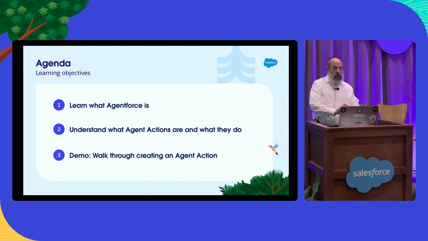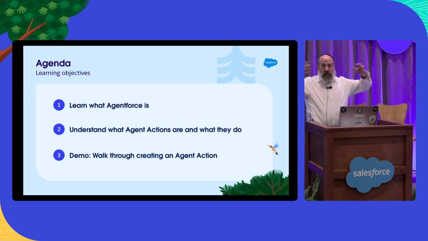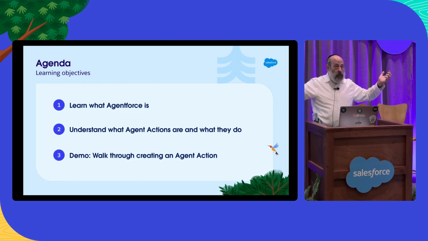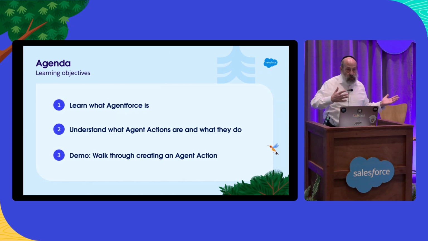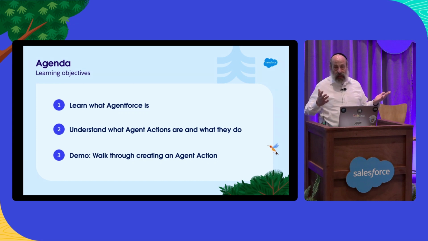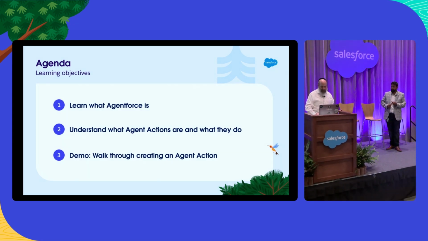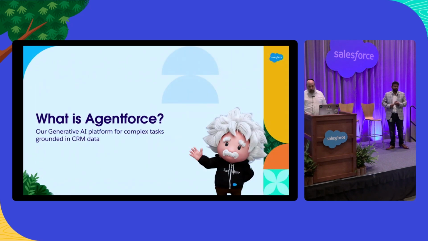Today, we're going to start with the baseline of understanding what is Agentforce. And then, once we have that foundation, we're going to build on top of that and understand what are Einstein Copilot actions, also known now as agent actions, old habits die hard, and what they do and how they work. And then Shri is going to walk us through actually building Einstein agent actions. So it's going to be a jam-packed agenda. So let's get started.